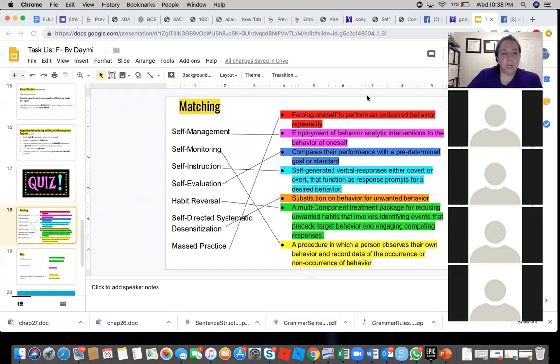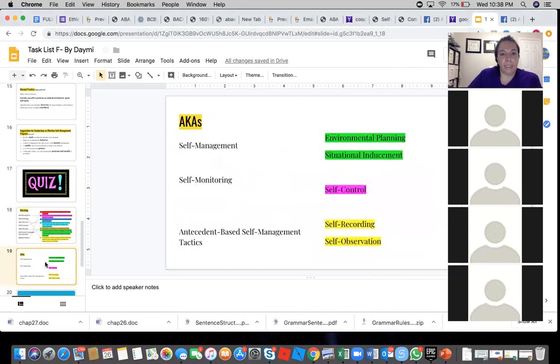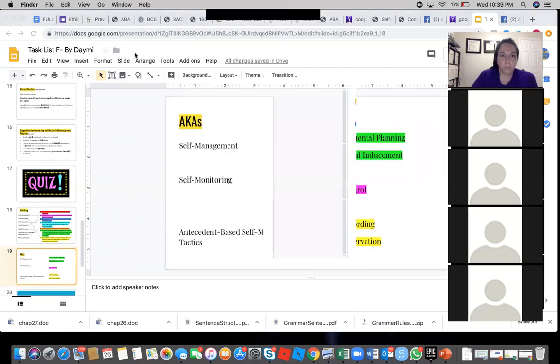All right, guys, this is part 2 of section F, behavior change systems. We're moving on. We have just finished matching, and we're going to do AKAs. It's just 3. The first one I have, these are 2 that go together. Environmental planning and situational inducement goes with what? Antecedent-based self-management tactics.